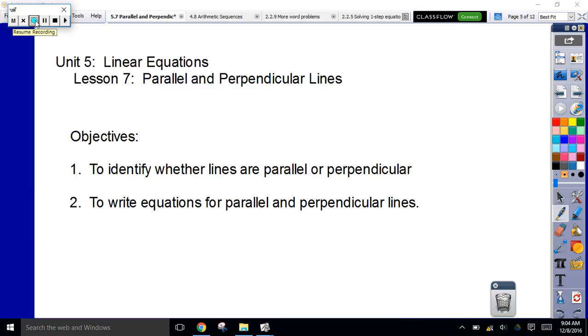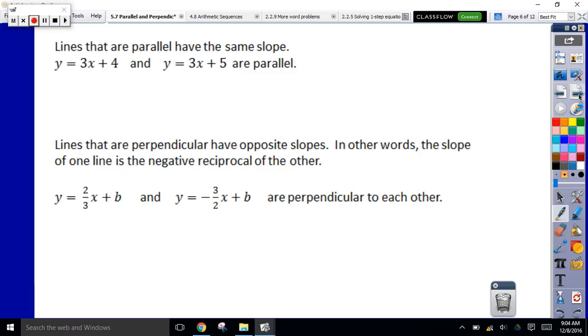Okay, so today we're going to talk about identifying whether lines are parallel or perpendicular, not just by looking at the lines, but by looking at their equations. And then we're going to write equations for lines that are parallel and perpendicular.